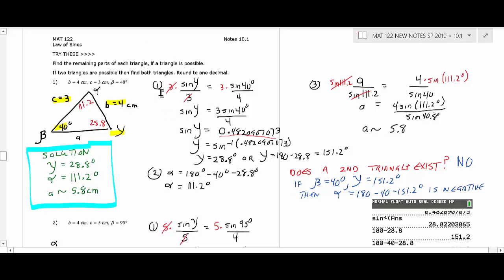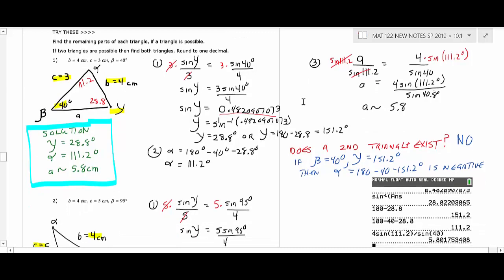All right, so we got gamma is 28.8. Once you get gamma and beta, you subtract from 180 to get alpha is 112. And then it's the law of sines ratio: A over the sine of alpha equals 4 over the sine of beta. Work out the details, that gives 5.8. So pause and study over that if you need to. That would be the solution to that triangle. Again, you can check this on a calculator the way I showed you.